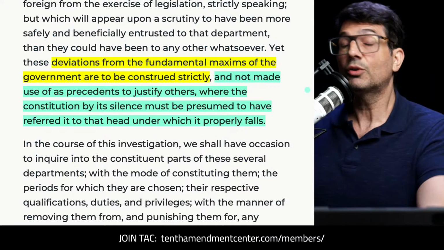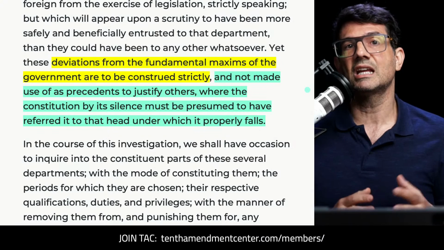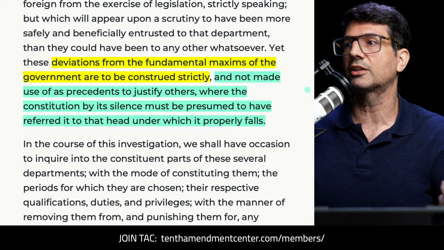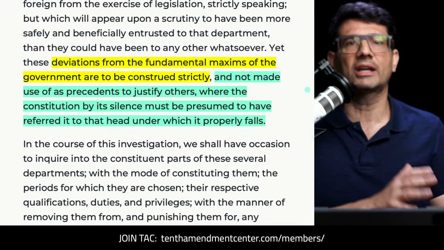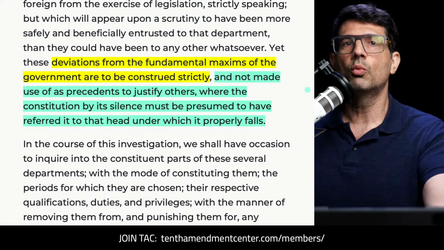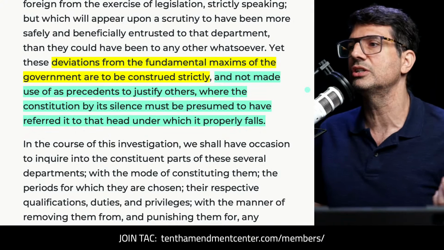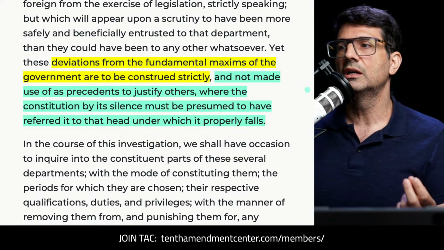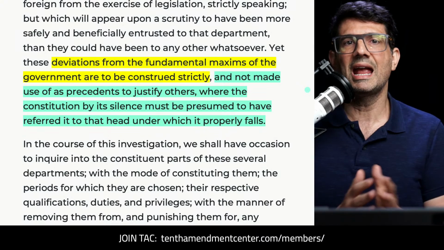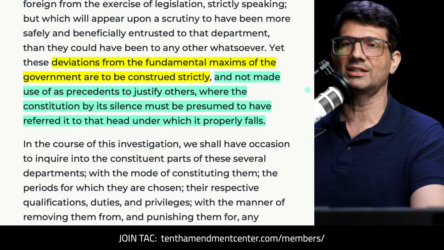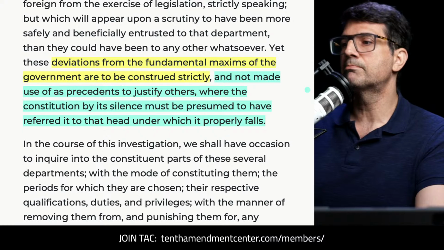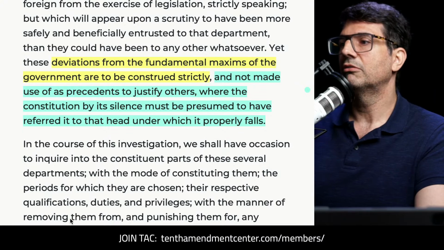And you can even go further than that to St. George Tucker in the View of the Constitution of the United States back in 1803, the first detailed overview of the original legal meaning of the Constitution. Here, Tucker wasn't actually saying we have to be strict constructionists in this manner, but he was saying there are certain situations where you have to strictly construe. Here, for example, deviations, Tucker said, from the fundamental maxim of the government are to be construed strictly. So if you have fundamental maxims of how the document was structured, any deviation must be construed strictly and not made use of as precedents to justify others, where the Constitution by its silence must be presumed to have referred it to that head under which it properly falls. So that's St. George Tucker back in 1803.